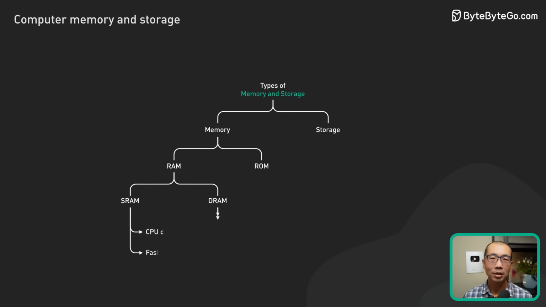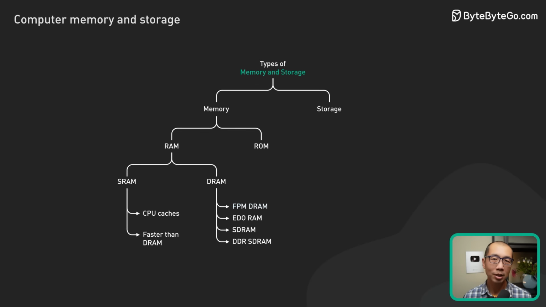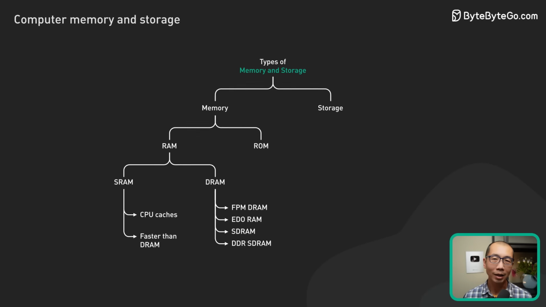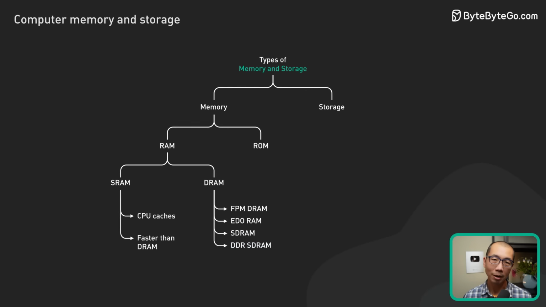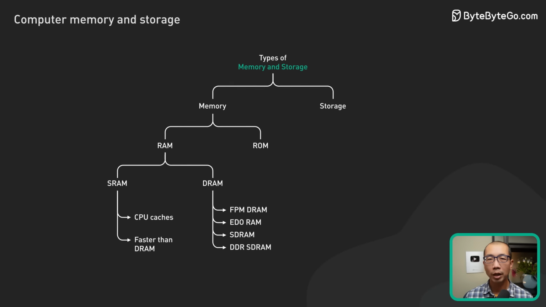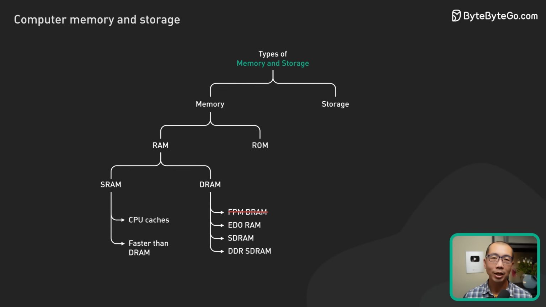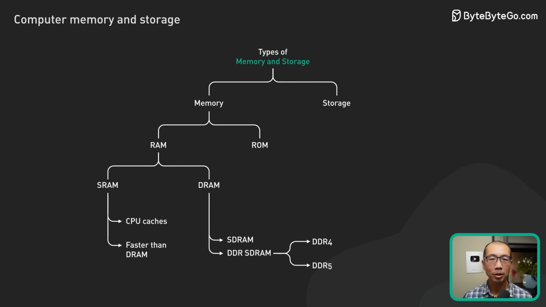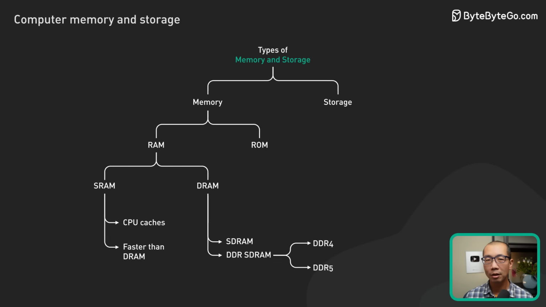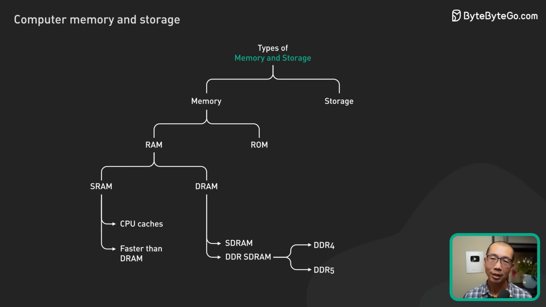There are many types of DRAM, including FPM DRAM, EDO DRAM, SDRAM, and DDR DRAM, with each generation bringing faster speeds and increased efficiency. Many are obsolete, and the common types of DRAM in the market today are DDR variants like DDR4 and DDR5.